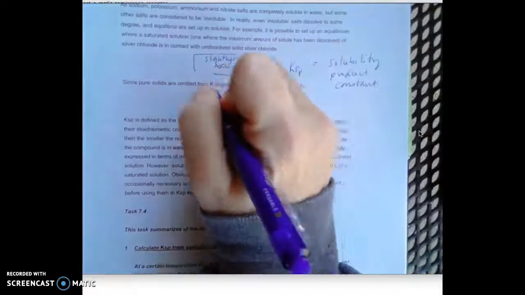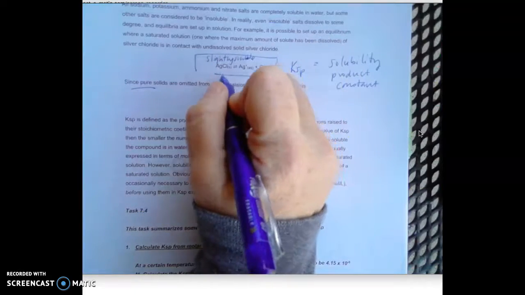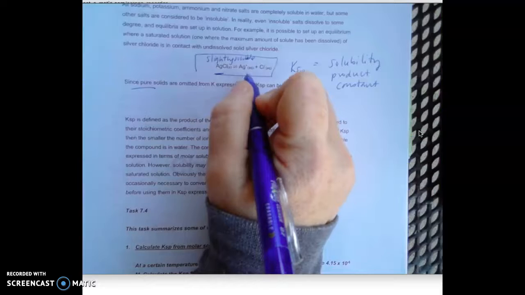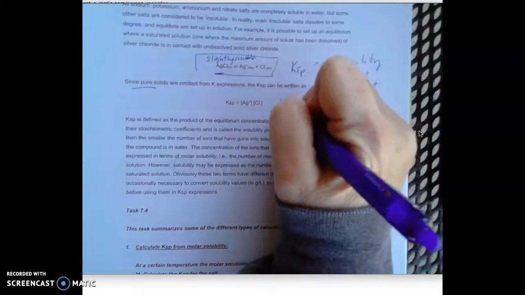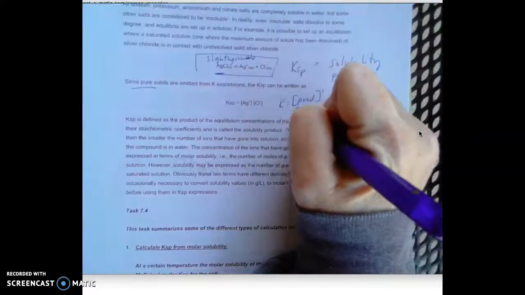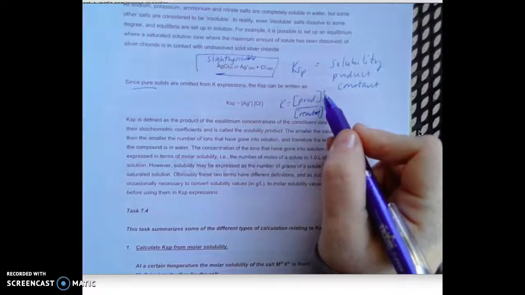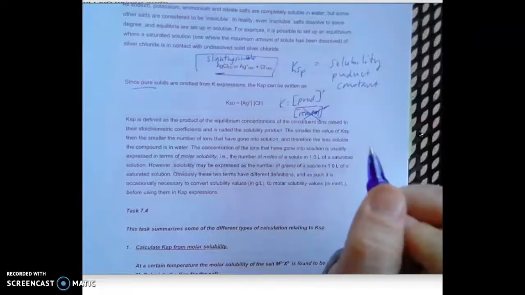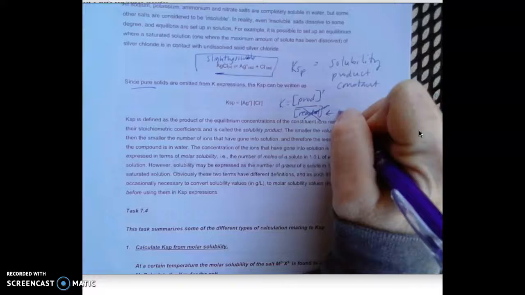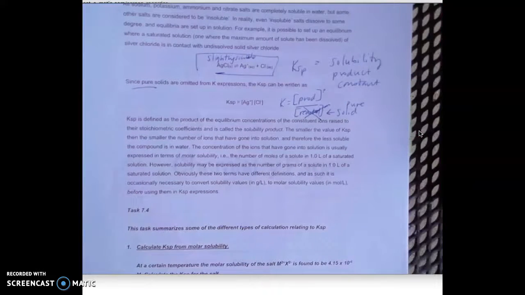But remember, we omit pure solids from our K expression. So K for the dissolution of a sparingly soluble salt is just the two ions that are formed from that reaction. So just like Kc and Kp, Ksp would be concentration of products to the p over reactants to the r, but you will never have anything on the bottom because this reactant is always going to be a pure solid. And so we just end up omitting that.